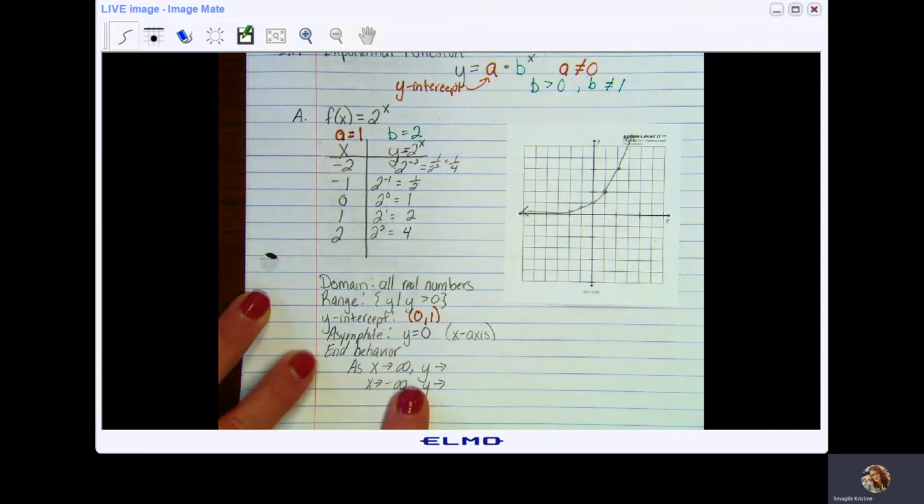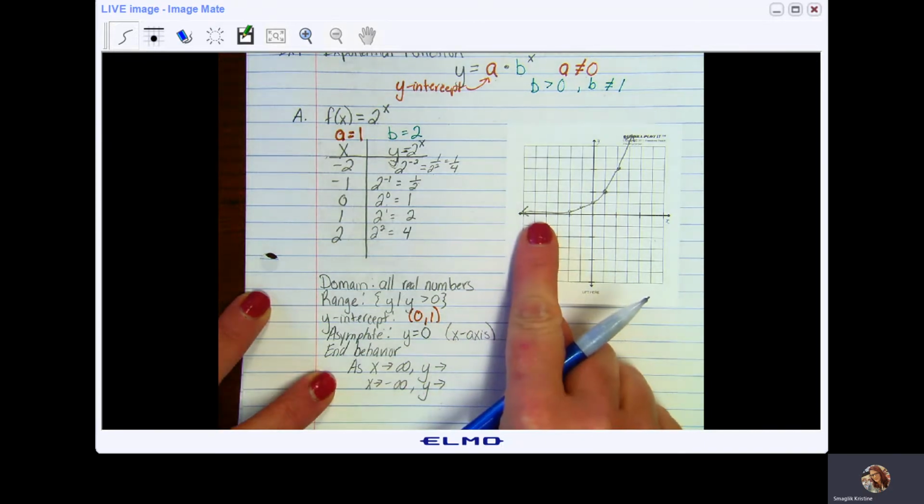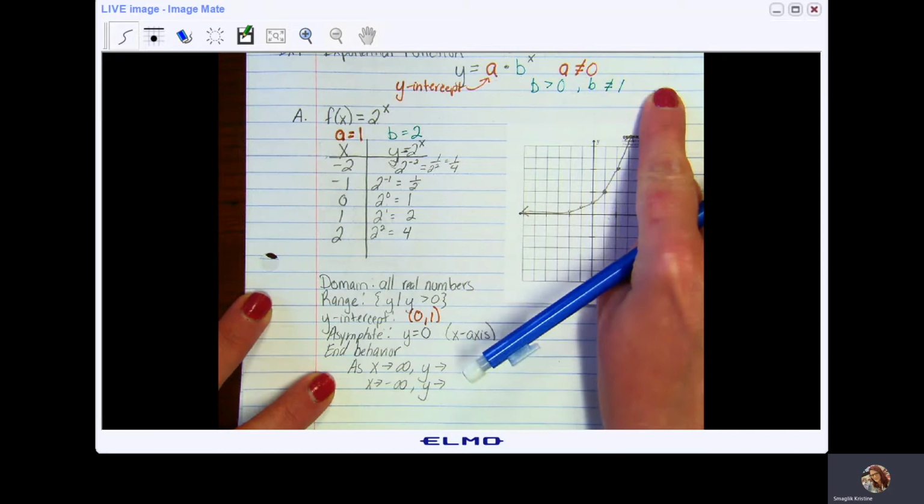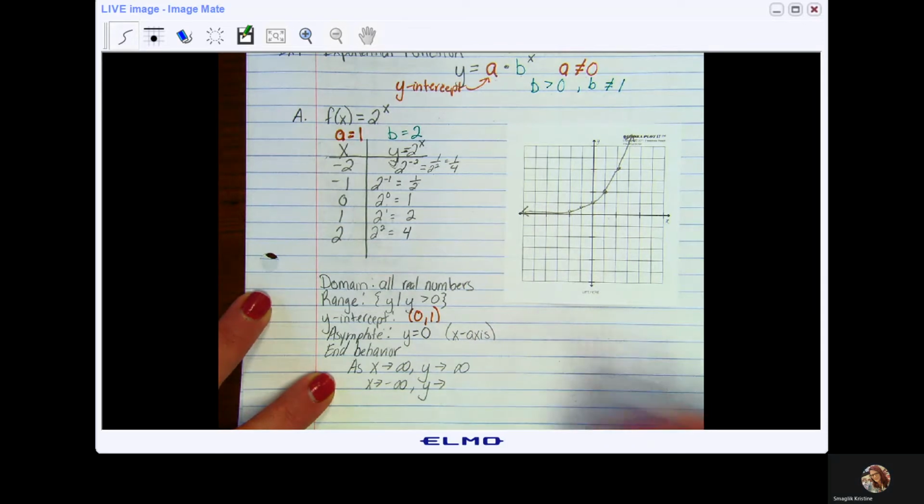So now your end behavior. As x approaches infinity, so my x values are getting bigger, where are my y values going? Well, my y values are going up to positive infinity.